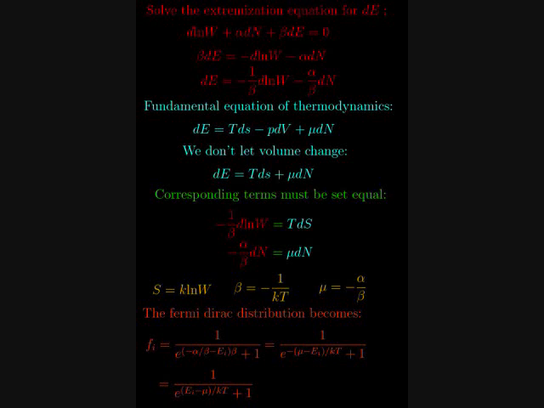We have two expressions for dE, so to ensure that they are equal, we must set corresponding terms equal. Setting the first terms equal shows us that S equals k natural log of W, and beta equals negative 1 over kT, where we have inserted Boltzmann's constant, k, simply to make sure that entropy has units of entropy. Setting the second terms equal shows that negative alpha over beta equals mu. We can replace beta with negative 1 over kT and negative alpha over beta with mu in the expression for f sub i, giving the final expression for the Fermi-Dirac distribution.